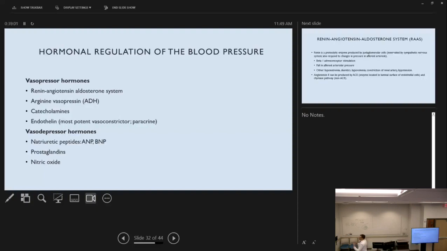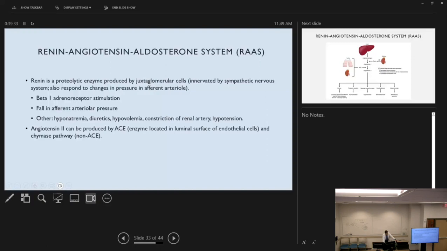And then, as a result of the inflammation, we're going to have more changes. We're going to have other prostaglandins, for example, producing dilation, inflammation, and histamine. So those are the vasopressor hormones. And the vasodepressors, we have mentioned already: the natriuretic peptides like ANP and BNP, prostaglandins, and nitric oxide. That also works locally, producing vasodilation. It's a very, very powerful vasodilator. The last thing we are going to be seeing is the renin, angiotensin, aldosterone system.